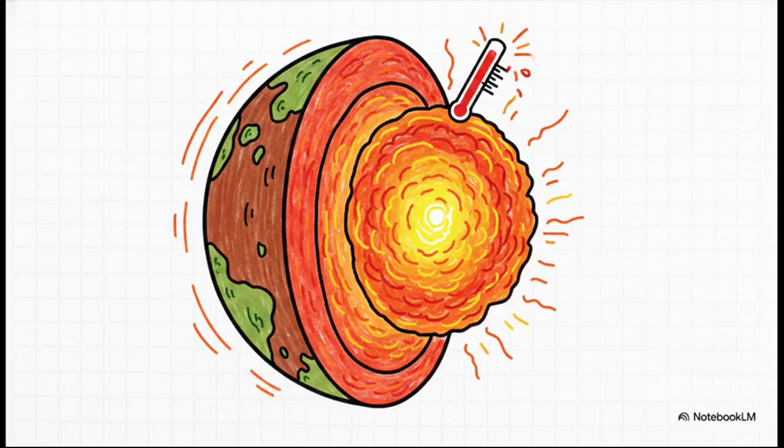Instead, modern geophysics points to the convective dynamo theory. It's actually the churning, circulating currents of molten metals in the Earth's outer core that generate our planet's magnetic field.